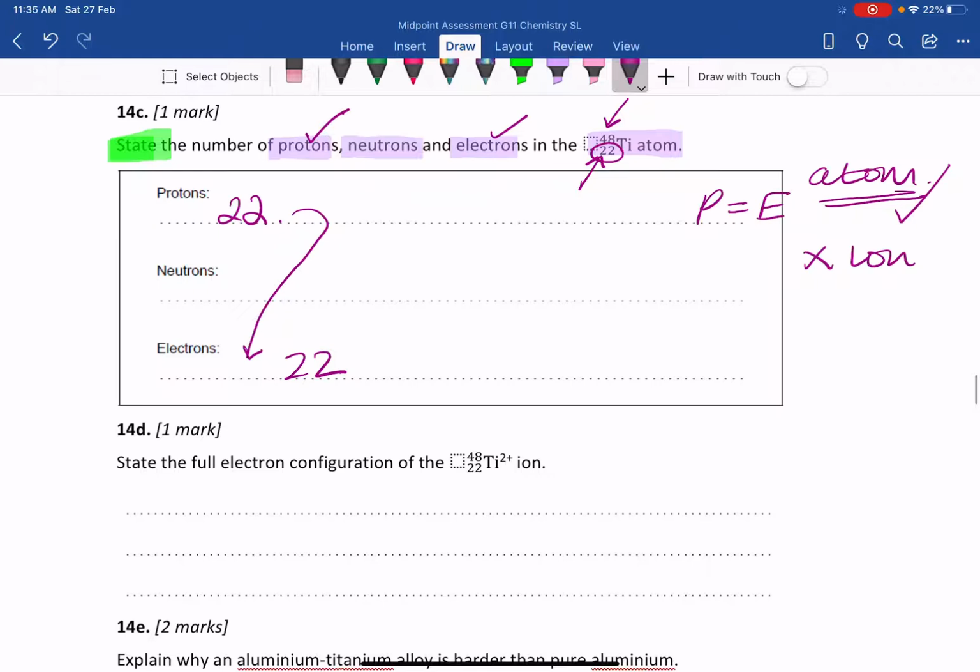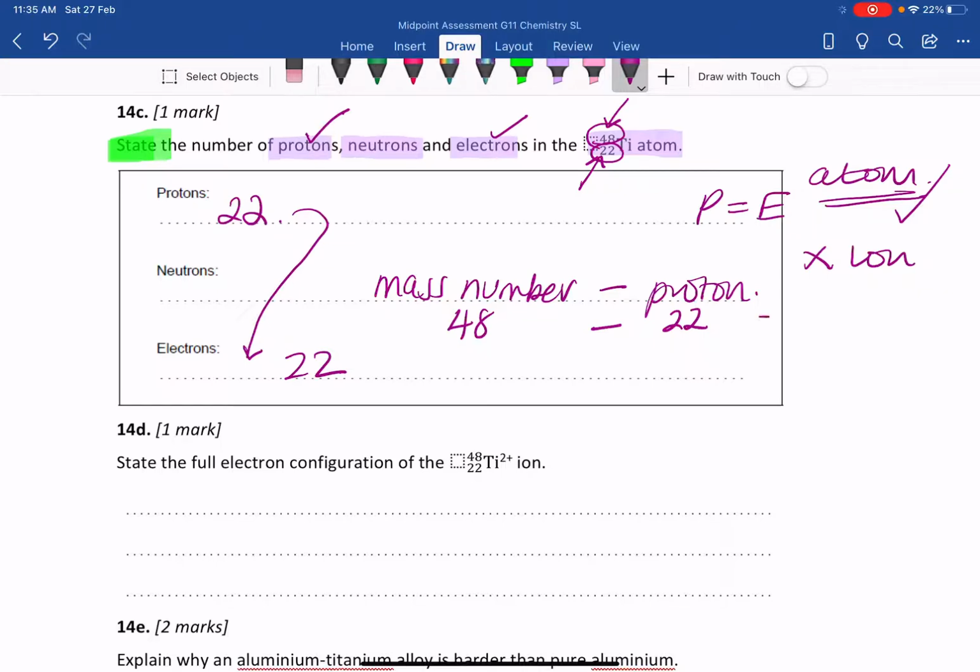The number of neutrons is equal to the mass number. You need to remember this, the mass number minus the proton number. The mass number is the bigger number of the two. In this particular example, it's 48. The proton number is the smaller number of the two. In this value here, we've got 22.